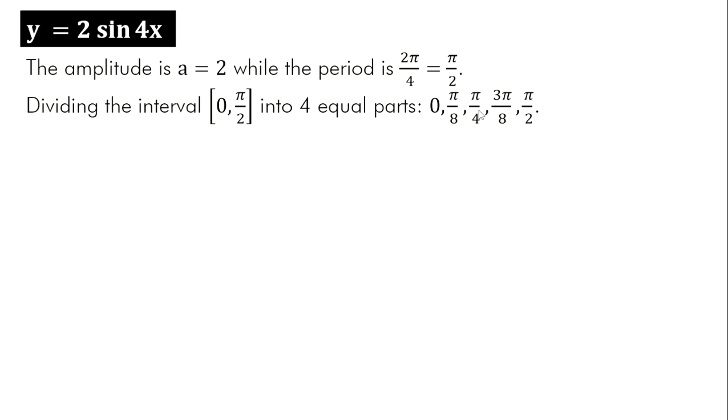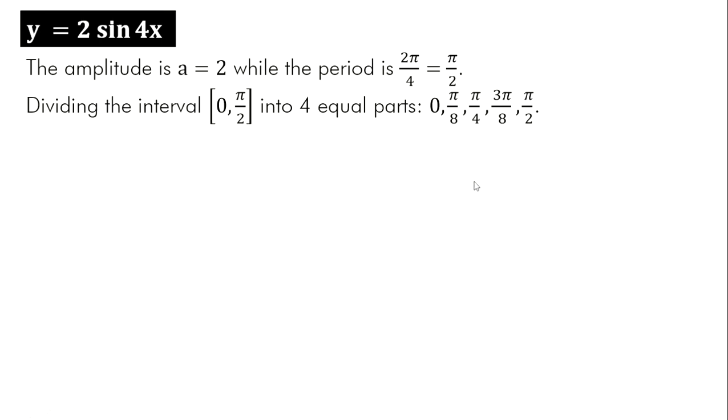In addition, to identify the second and the fourth value, all you need to do is to average the first and the third value of x. So 0 plus pi over 4 is pi over 4, and divided by 2, that is pi over 8. That is the second value of x. And for the fourth value of x, all you need to do is to identify the average of the third and the fifth value of x. So pi over 4 plus pi over 2, divided by 2, the result of that is 3 pi over 8.